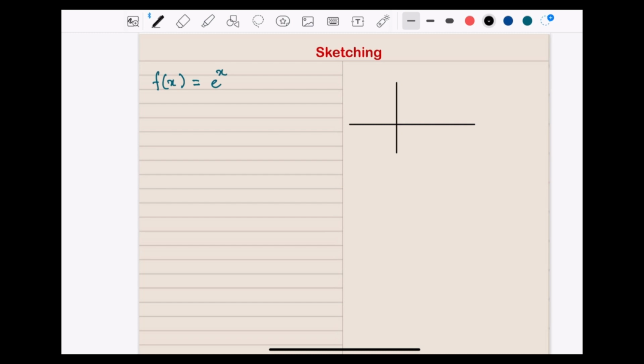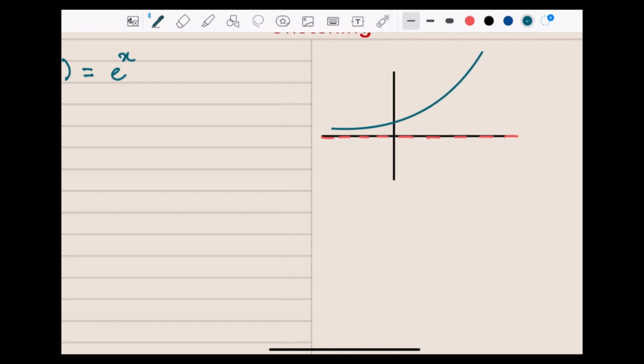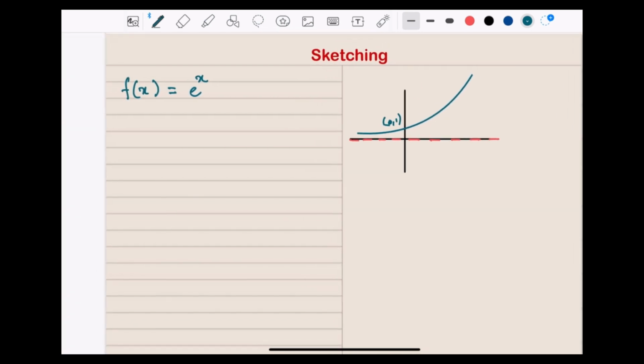Now this is my basic graph, and I will show that the graph is approaching the line x-axis, which is an asymptote. This point here is 0, 1, or the y-intercept.